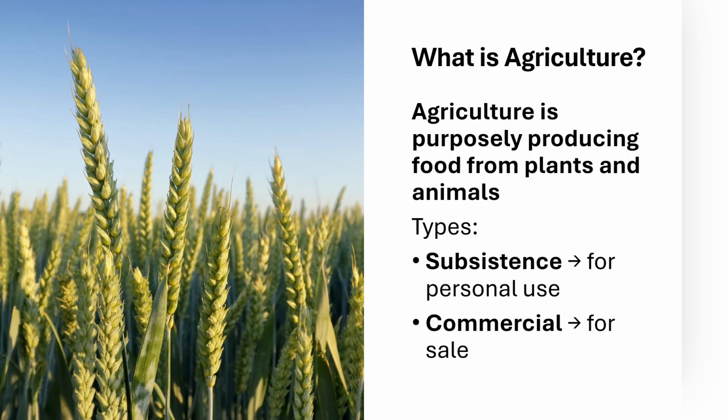What is agriculture? Agriculture is producing food from plants and animals. We have two different types of agriculture. We have subsistence agriculture, which is producing for personal use, and we have commercial agriculture, when we are producing crops for sale.